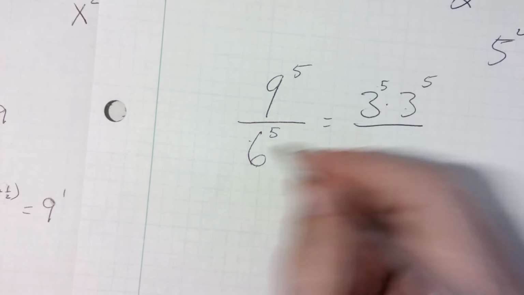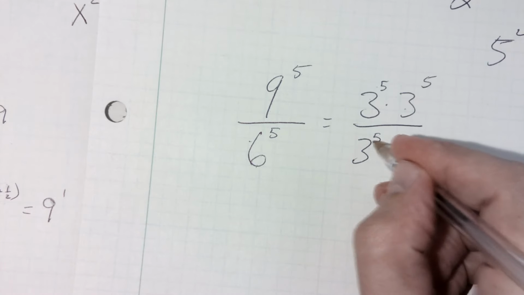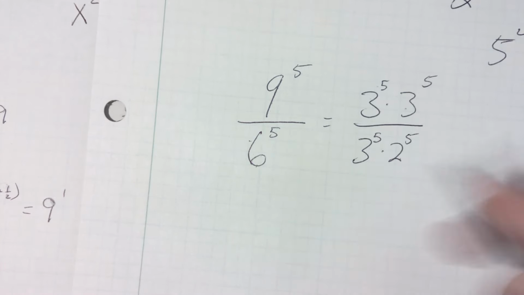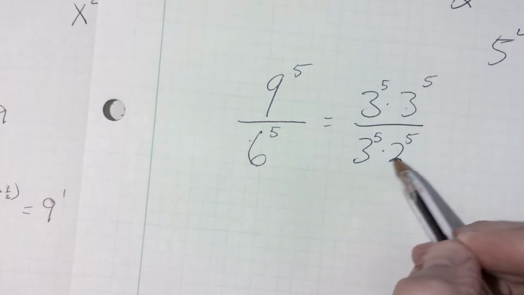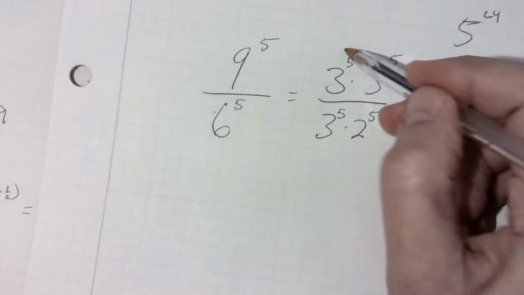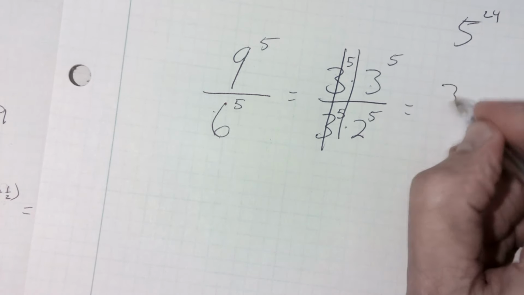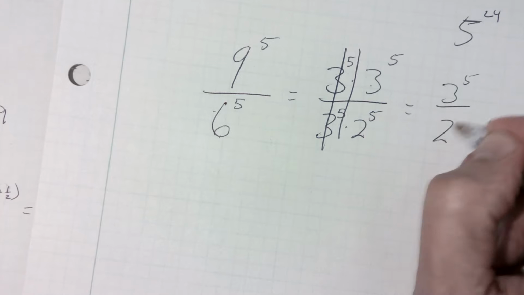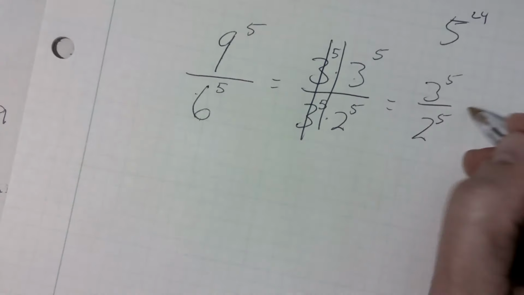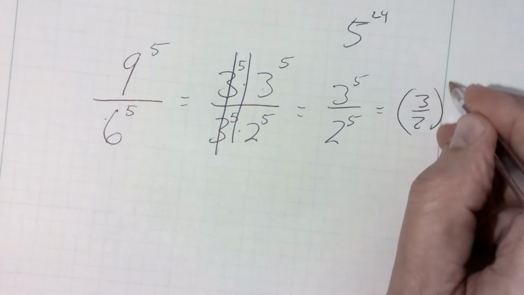I'm going to break the 6 into a 3 raised to the 5th times a 2 raised to the 5th, because those are the factors of 6, 3 and 2, raised to the same exponent. And now hopefully you see that they both have a factor of 3 raised to the 5th, and I'm left with 3 to the 5th over 2 to the 5th. And we could write that as a single fraction. We could say it's 3/2 in parentheses raised to the 5th.